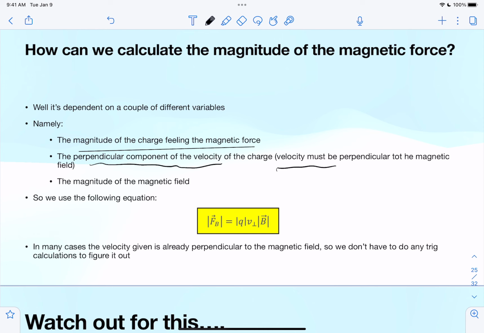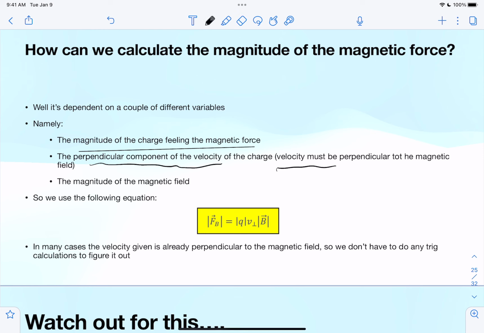If the velocity isn't quite perpendicular to the magnetic field, then it'll have a perpendicular component, right? So if your velocity is like this, for example, and let's say your magnetic field is pointing this way, your B is pointing upwards, then we're interested in V perpendicular. Like if you had V right here, you take V cosine theta basically, or something like that, to figure out the perpendicular component of the velocity.